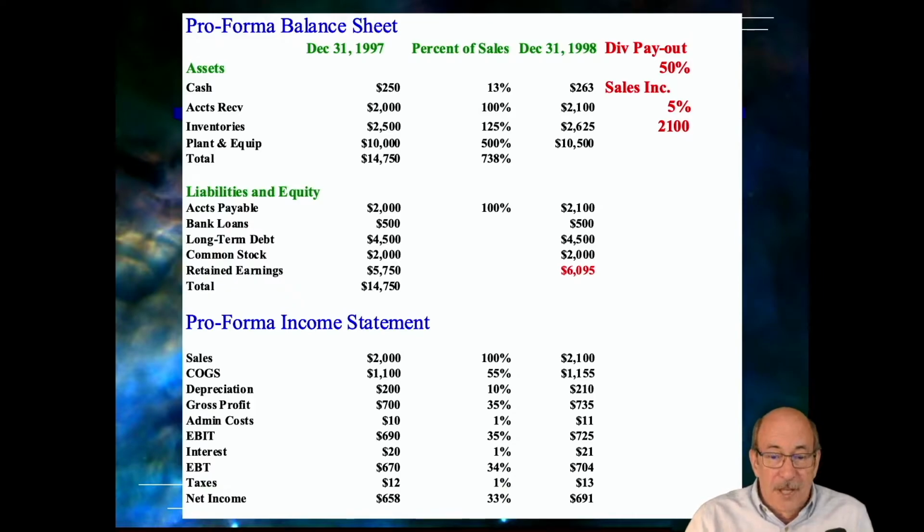Now that red figure of $6,095 is not hard-coded, right? That's a formula. And however you want to build the formula, there are multiple ways you could write that. But one way to do it is to reference back to the 97 value, the 5750, and add to it 50% of 33% of revenue, right? So 0.5 times 0.33 times the revenue in 98 added to the 5750 should give you that 6,095.